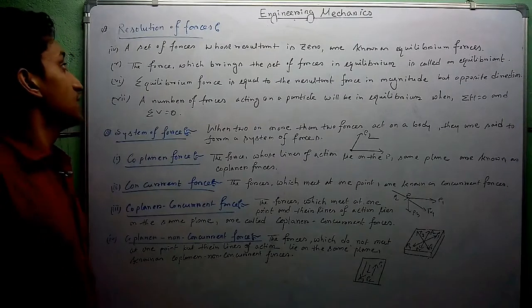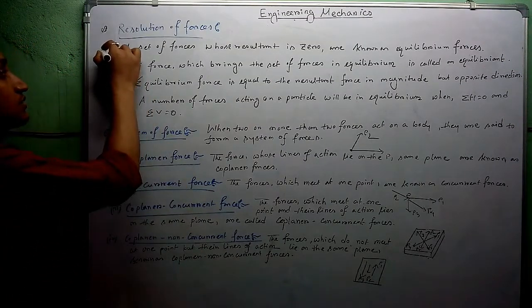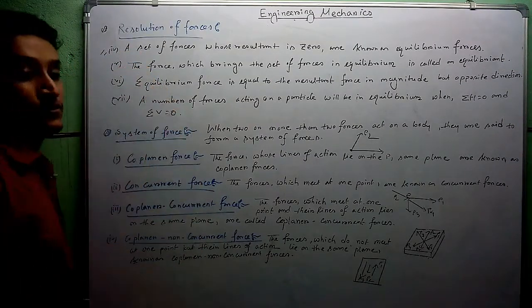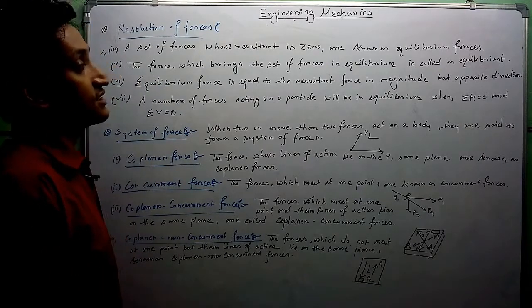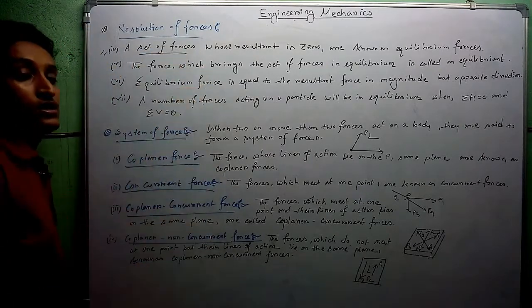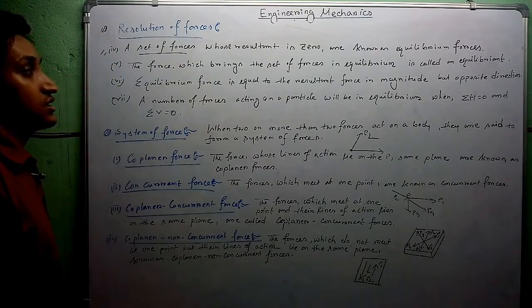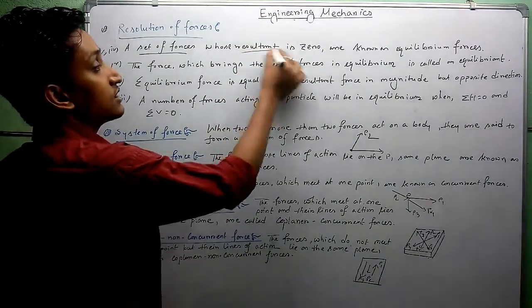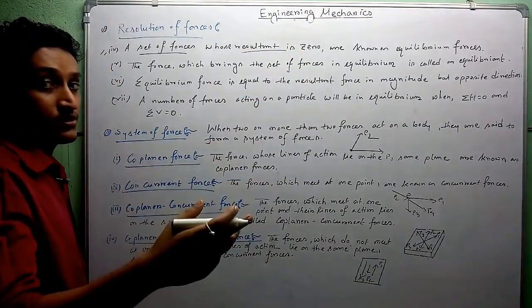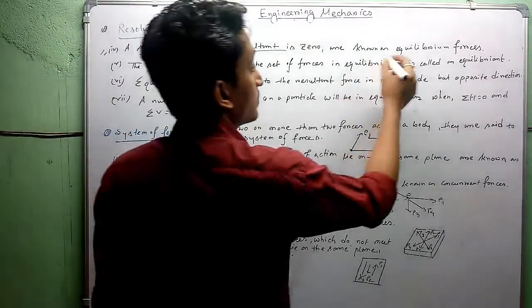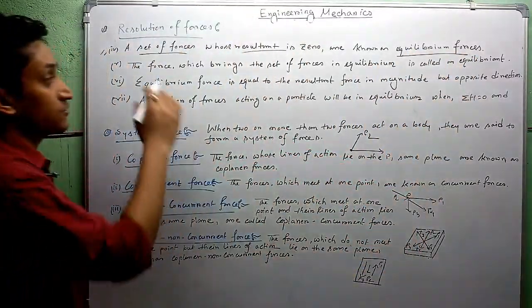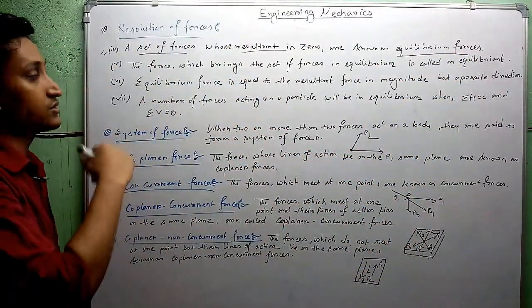Fourth one is: a set of forces whose resultant is zero. A set of forces, 2 forces, 3 forces, 5 forces, 6 forces, whatever it may be, a set of forces whose resultant force is zero, are known as equilibrium forces. That force is also called equilibrium forces.